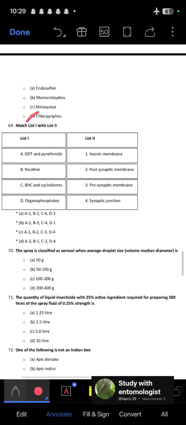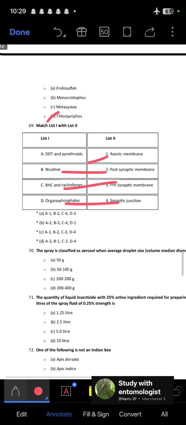Next, match list 1 with list 2. DDT and pyrethroids work on the axonic membrane. Then nicotine works on the postsynaptic membrane. BHC and cyclodienes work on the presynaptic membrane, and organophosphates work on the synaptic junctions. So option C will be correct.